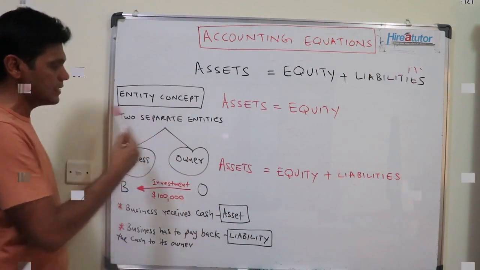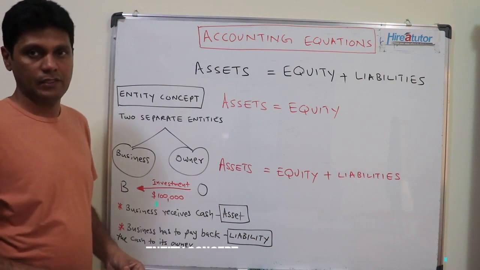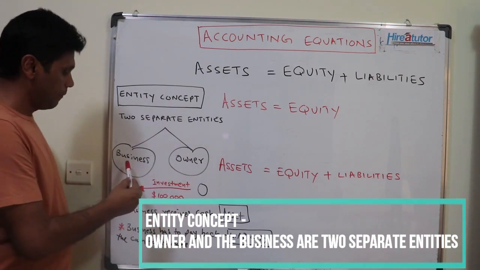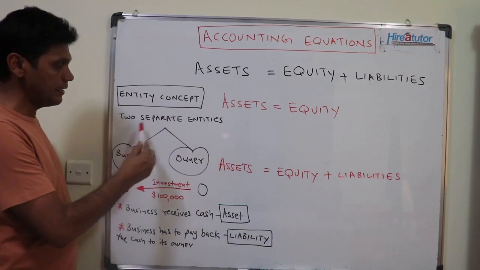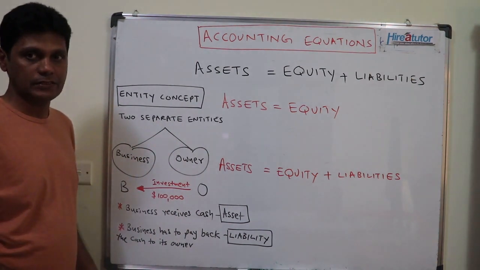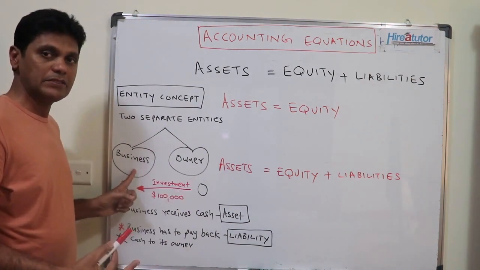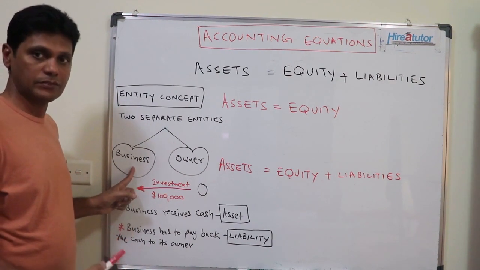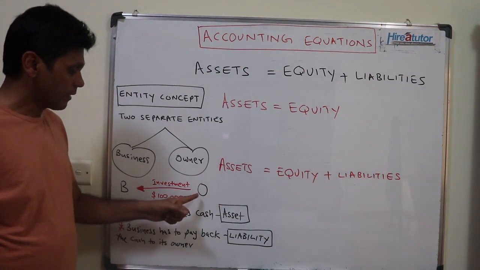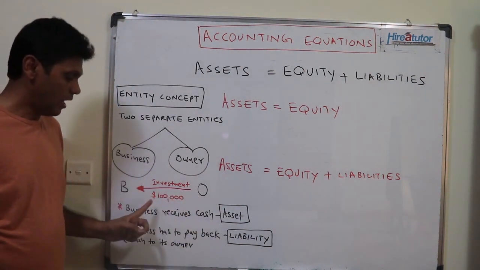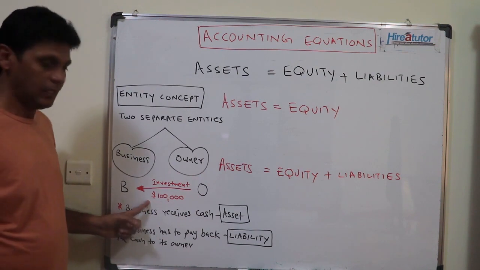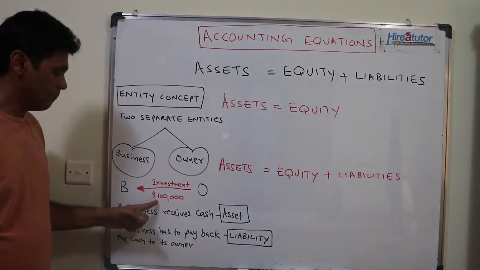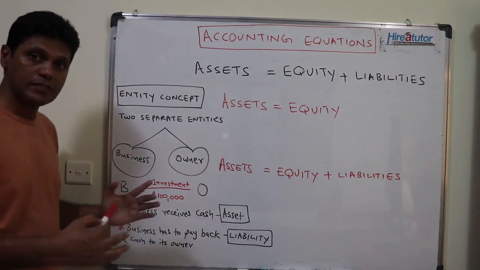Let me move on to a concept called the entity concept. What do we mean by entity concept? The entity concept means the business and the owners are treated as two separate entities. Therefore, only business-related transactions are recorded in the books of the business. For example, let's say the owner has invested $100,000 in the business.